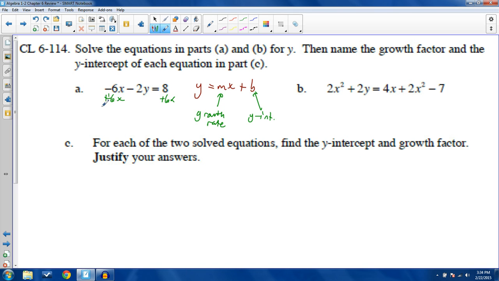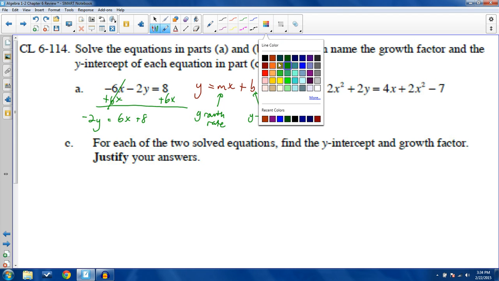8 plus 6x does not combine, by the way. Those are two separate terms. They are not alike, so negative 2y equals 6x plus 8.